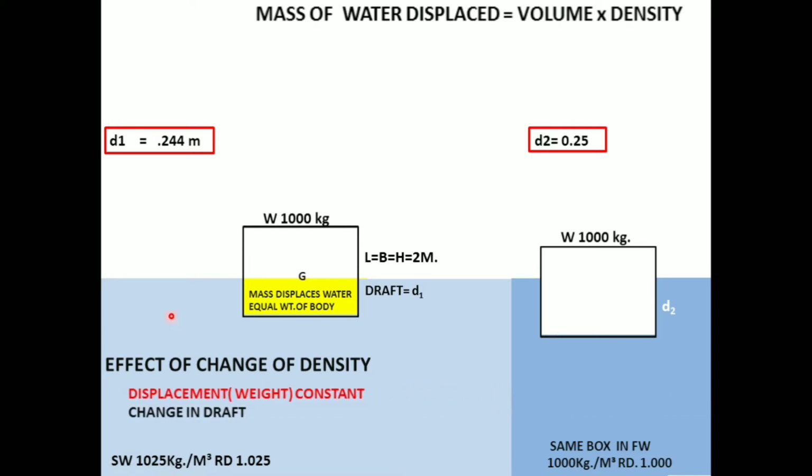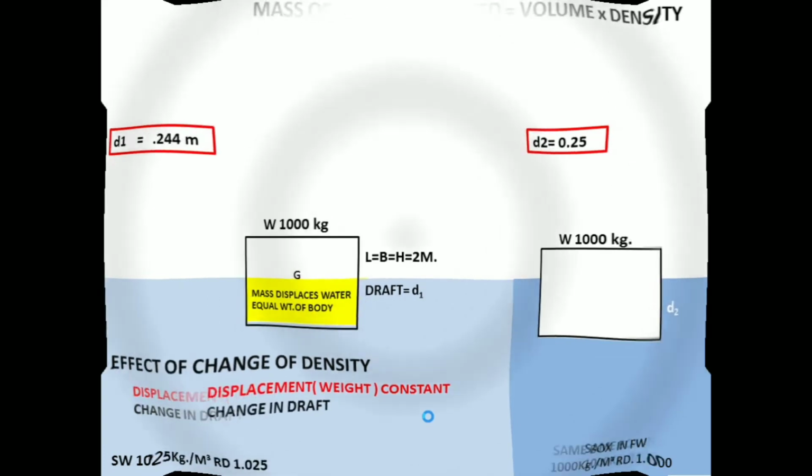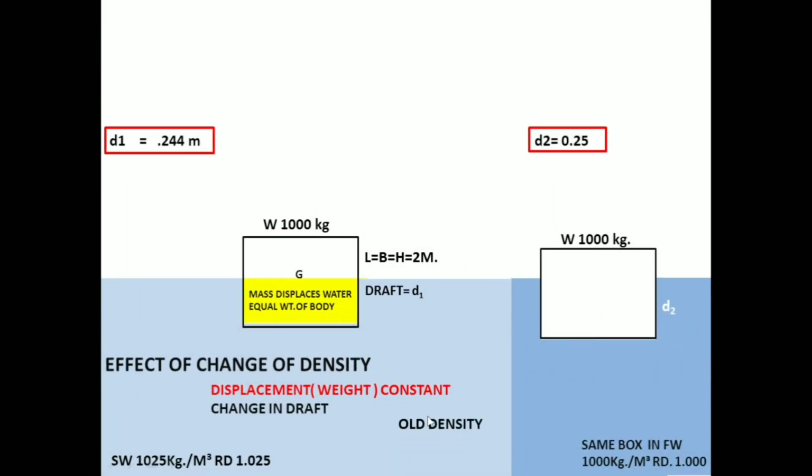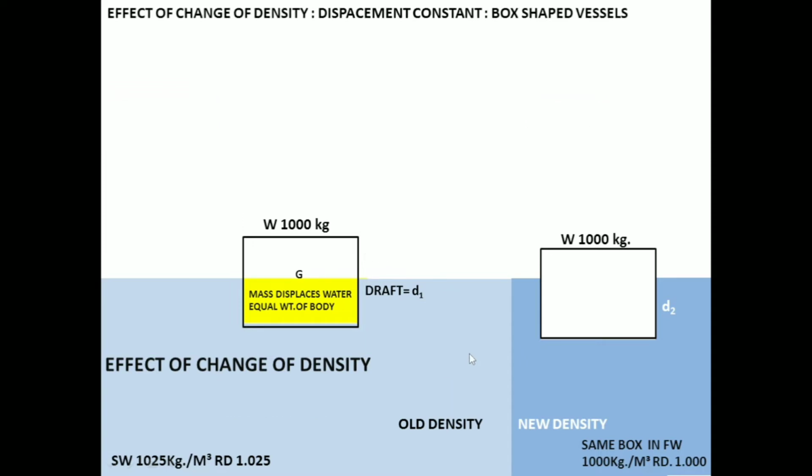So the effect of density, if the weights are constant, as you can see here, is that there is going to be a change of draft when the ship moves from water of one density to water of another density. Now I'll just refer to this as old density and new density, rather than salt water and fresh water, as the ship goes from here to here. What is the effect of density when the displacement is constant for a box-shaped vessel? You can see that the drafts have changed, as I calculated earlier. Draft has changed, so the underwater volume must have changed in both cases, and as you can see in the figure, there's a difference in underwater volume here.